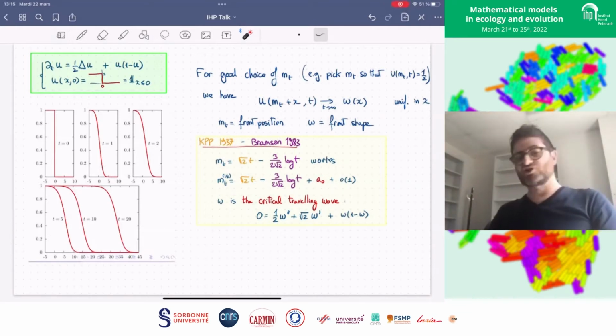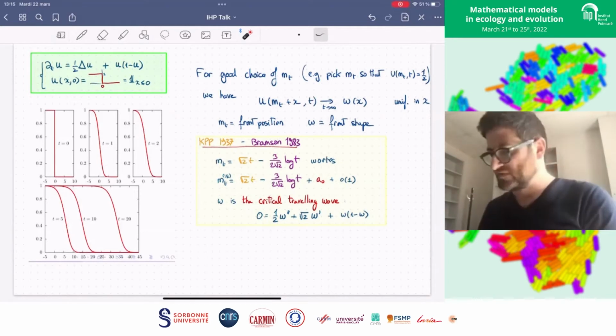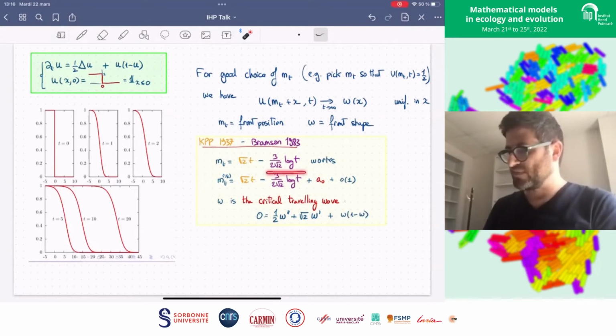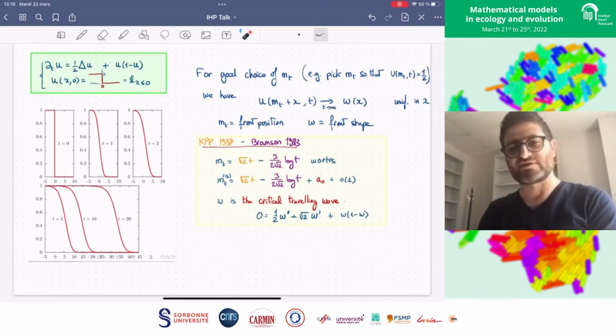In the original paper of KPP in 37, they were able to say that if you take m_t like root 2 t minus a correction that goes to infinity, that should be m_t. And then Bramson was able to say that the correction is actually this celebrated minus 3/2 root 2 log t correction. So if you take m_t like this, then you have this convergence.